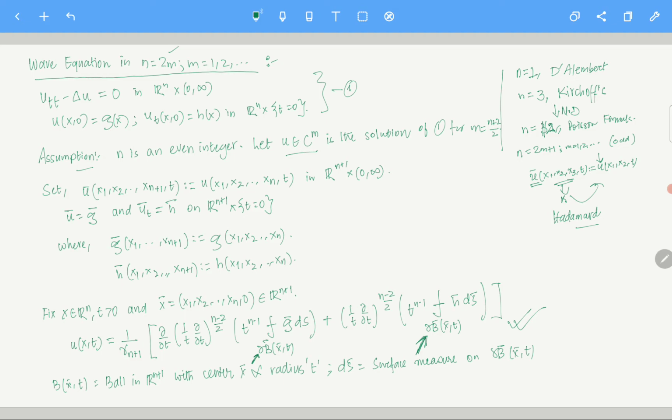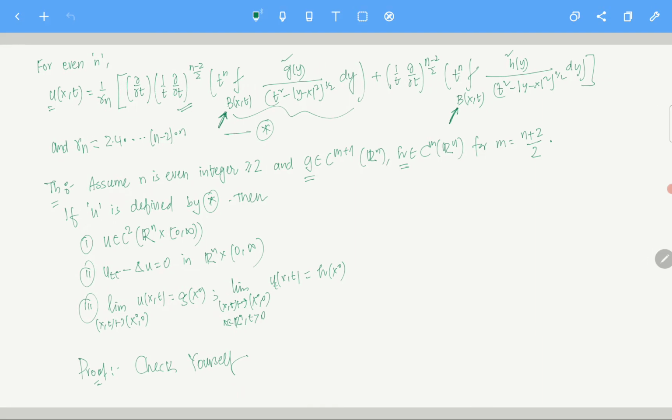Do you realize the difference here? The solution in the odd and the even cases. In the odd case, g bar and h bar, which are the initial data, you need to know what the initial data does on the boundary. It does not depend on what it is doing in the interior, just on the boundary. But in even dimension, the formula says that you need to know what it does in the interior also. This is called the Huygens principle.